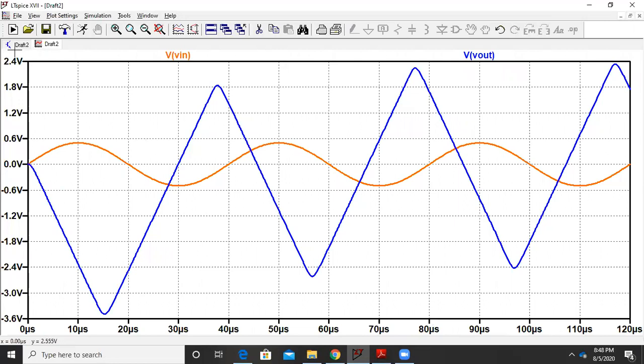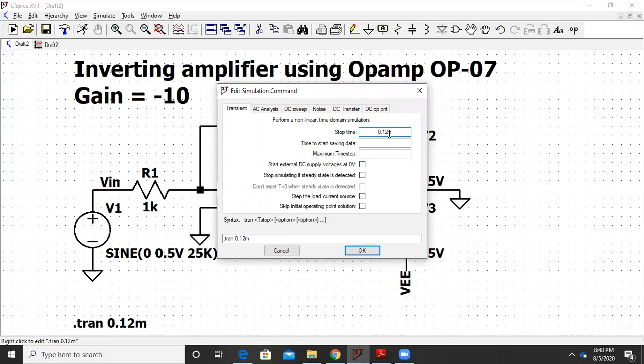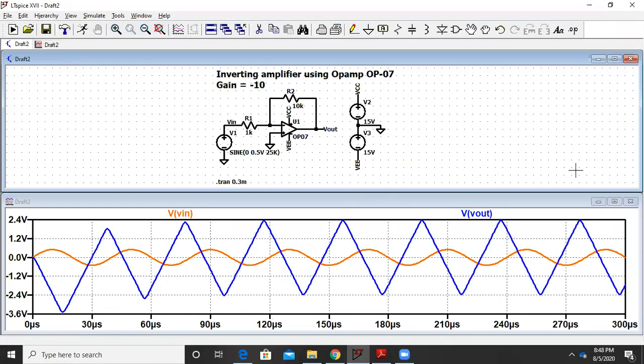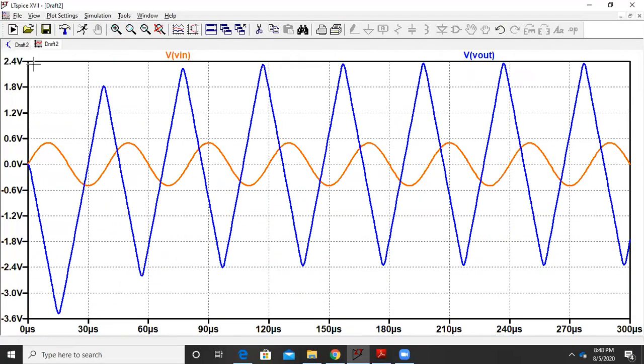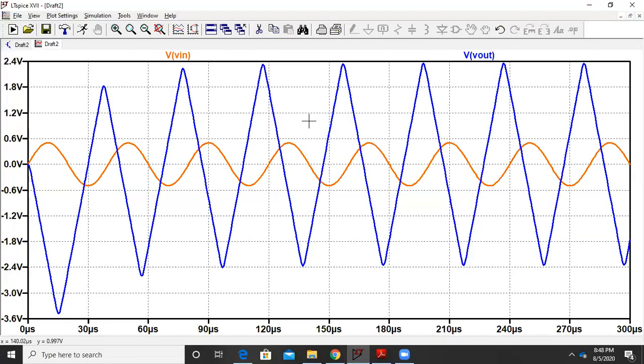So let me give it around 0.3 milliseconds and observe it again. That will give a clear picture. Okay, so this circuit is supposed to give me a gain of around 10. It is not doing that, first of all. Secondly, the waveform shape is also different. So you have to ignore the first three cycles basically, and start from here.